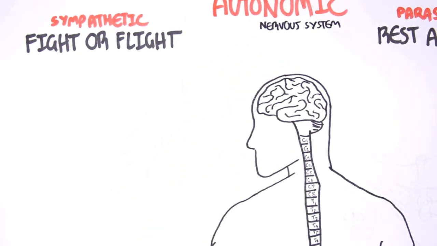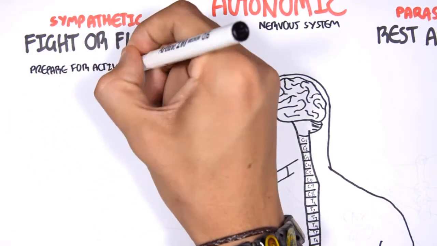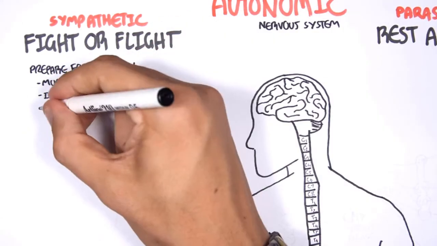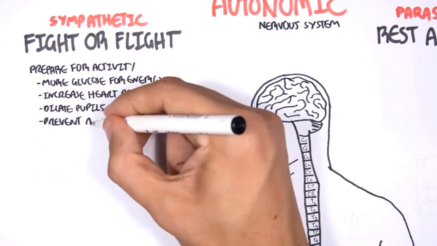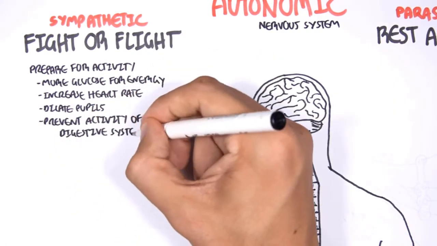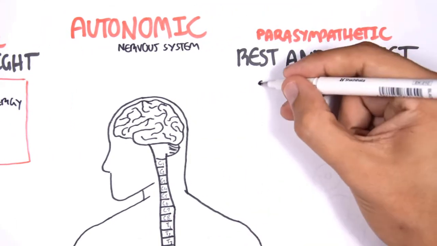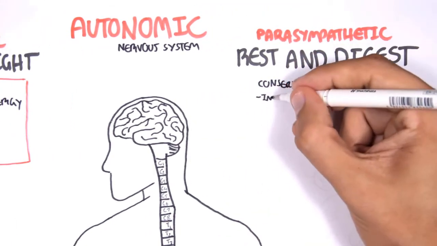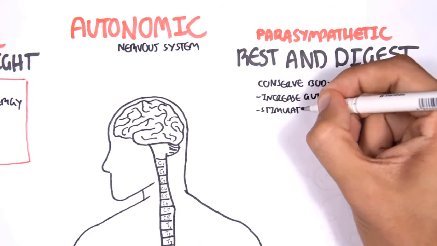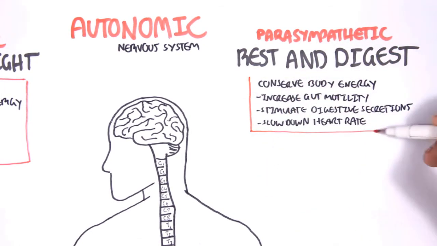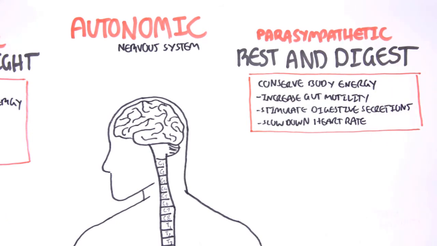So the sympathetic nervous system, for example, prepares for activity. It provides more glucose so you can have energy. It increases the heart rate, dilates the pupils, and prevents the activity of digestion. The parasympathetic is the rest and digest response, on the other hand, and its main goal is to conserve body energy. So these include increasing gut motility, stimulating digestive secretions, and slowing down heart rate, amongst many other things.